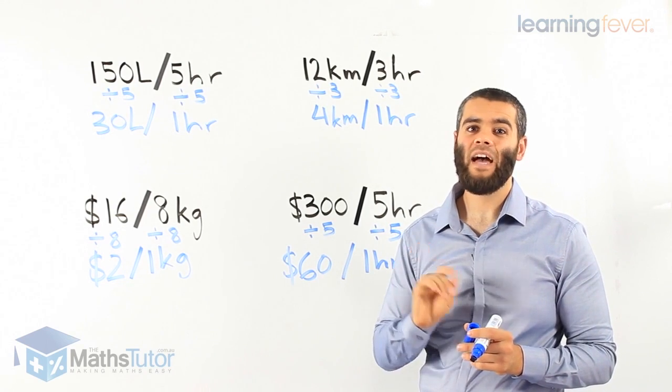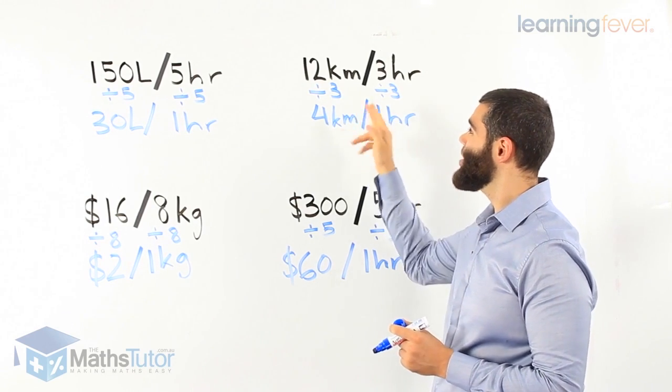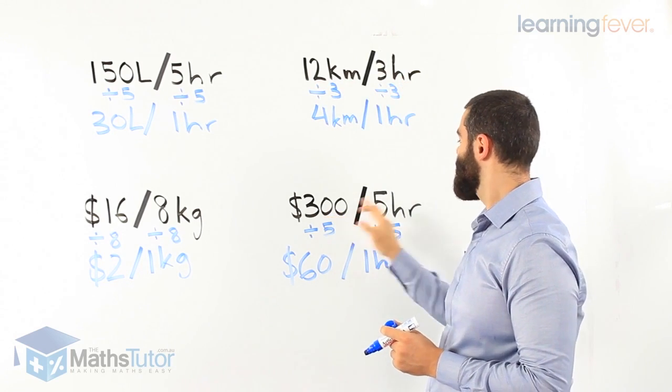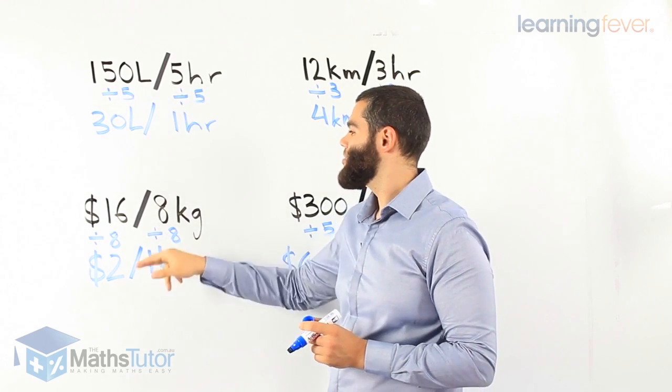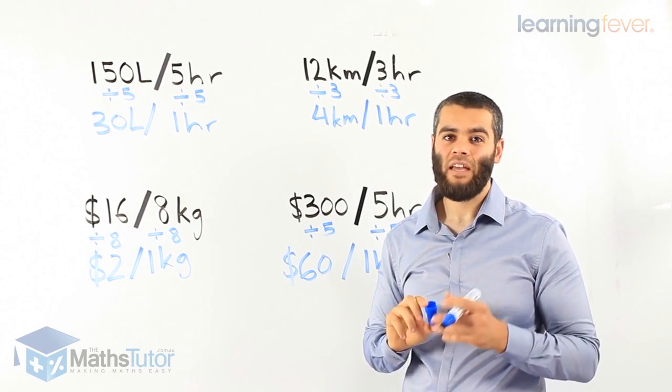Ratios and rates have very similar features. Here we are comparing unlike quantities: kilometers to hours, dollars to hours, liters to hours, and here dollars to kilograms. That is the difference between rates and ratios.